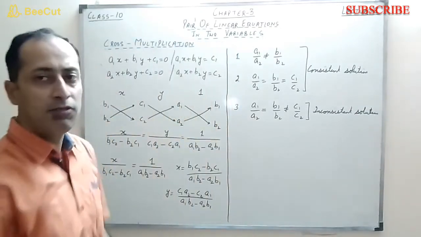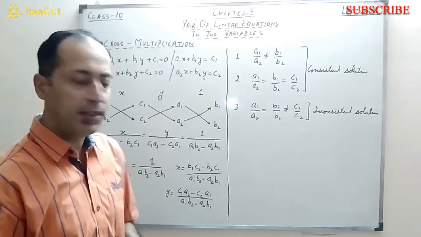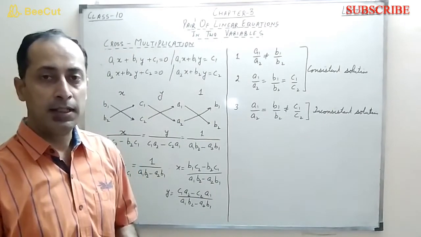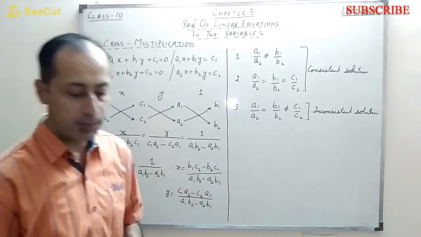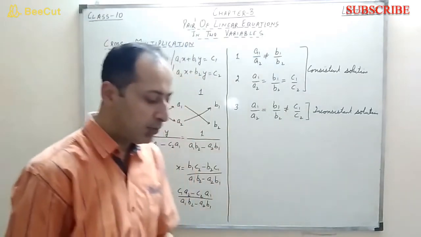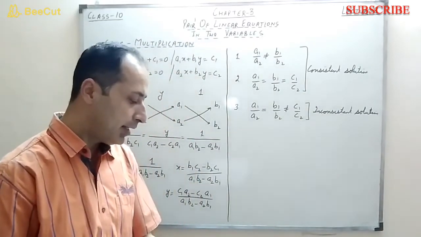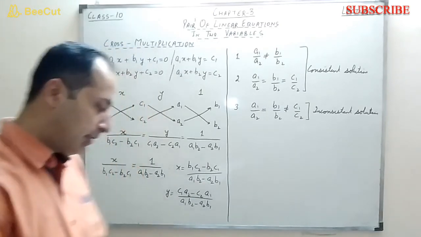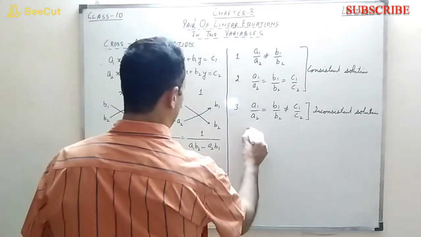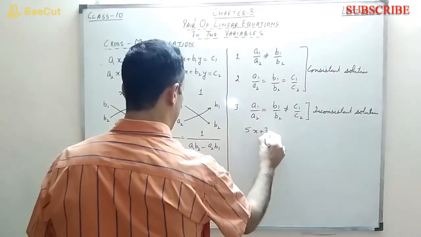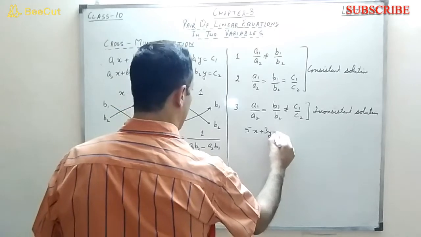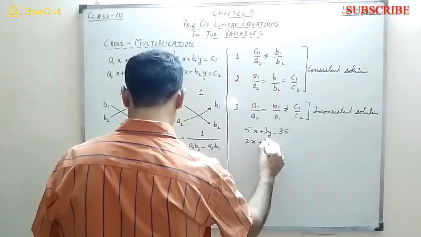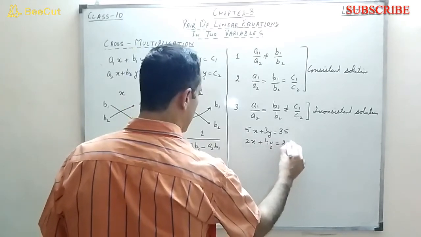Now, these things will be used in the coming exercise, but before that, let us discuss this cross multiplication method, and understand it in a better way by taking an example. Let's take an example from the NCERT book only. Alright, let's have a question from here. I write 5x plus 3y equals to 35, and then 2x plus 4y equals to 28.